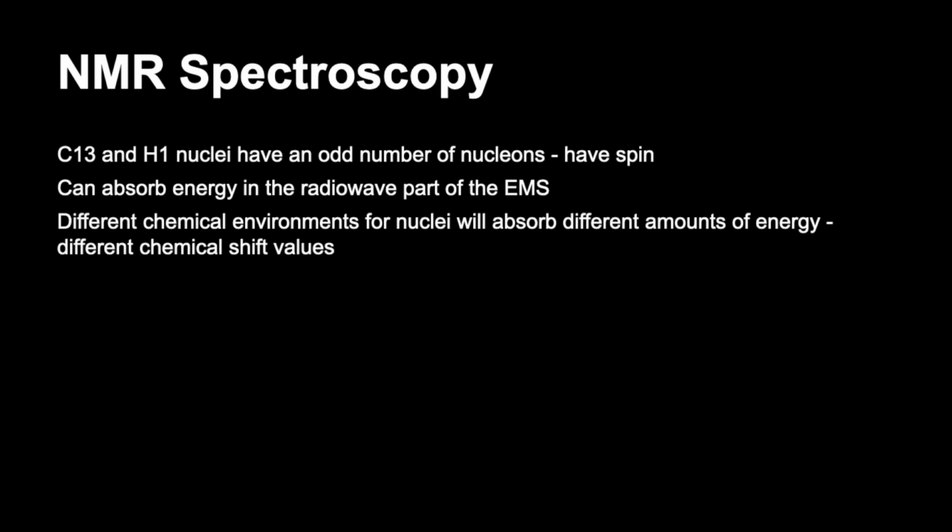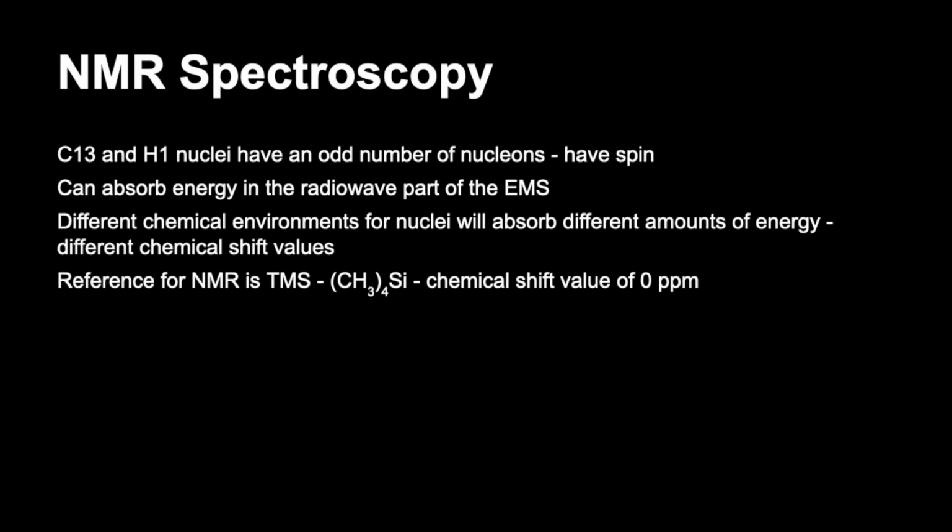The different chemical environments for a nuclei will absorb different amounts of this energy, and that gives you your different chemical shift values. So there's some key molecules used in NMR. The first one we'll talk about is the reference molecule. That's TMS, tetramethylsilane, there's its formula, so that sometimes crops up as a 1 marker, and that's assigned a chemical shift value of 0 ppm, 0 parts per million. So that's your reference molecule.